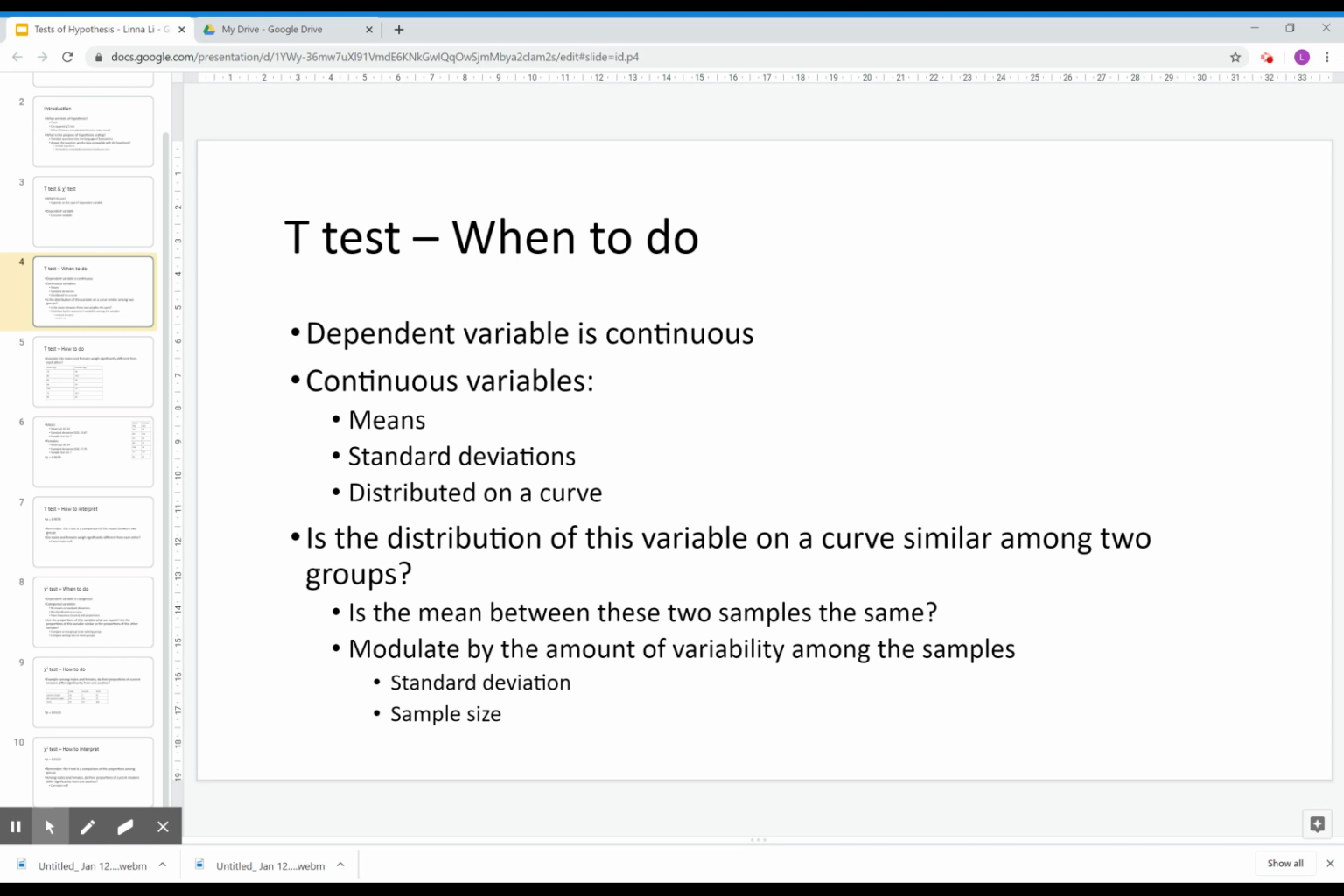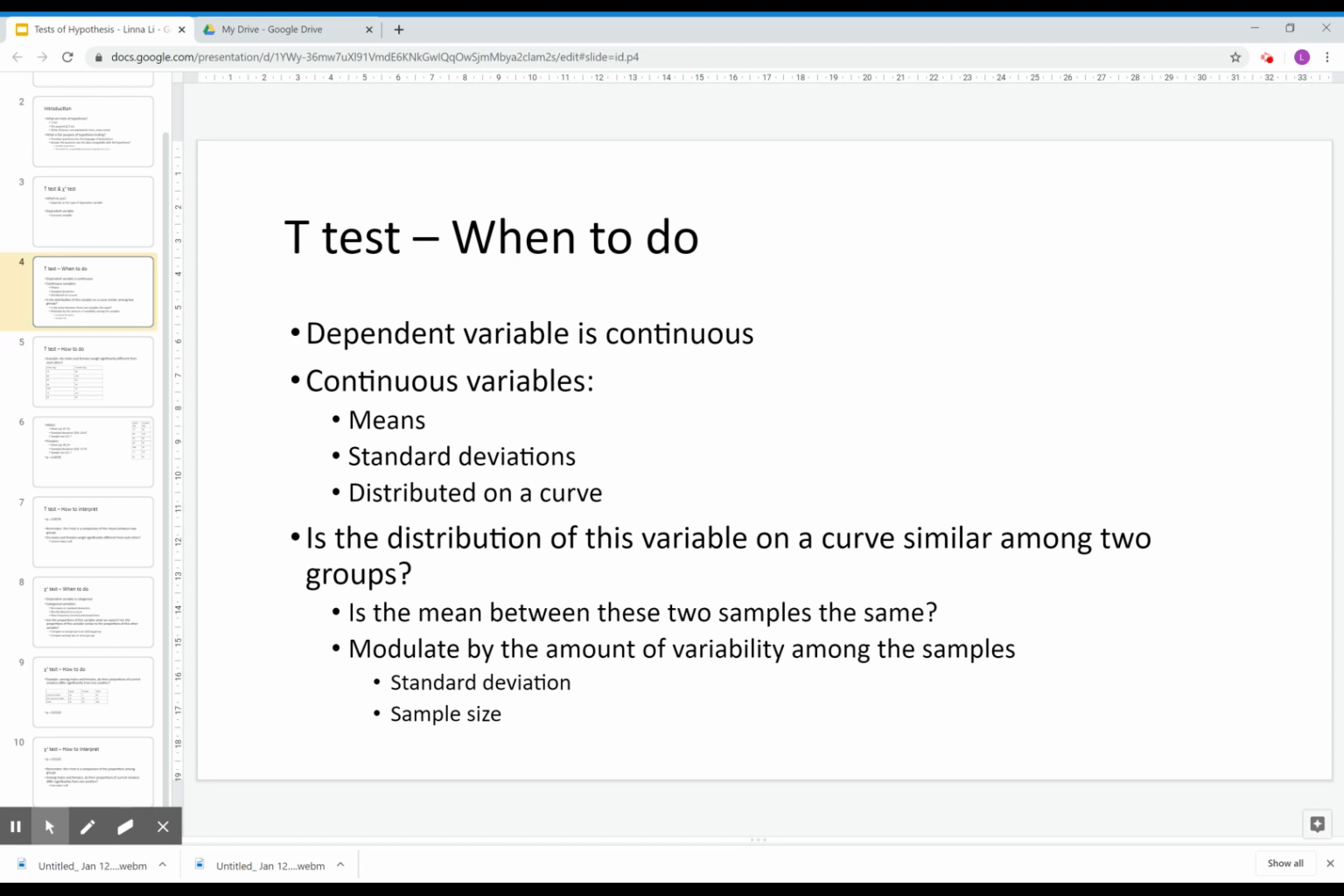The t-test should be done when the dependent variable is continuous. Examples of continuous variables include temperature, hemoglobin A1C, height, and many more, of course. Continuous variables can always be measured with more precision, more decimal places. Continuous variables have averages, or means, standard deviations, and the variable can be distributed on a curve.